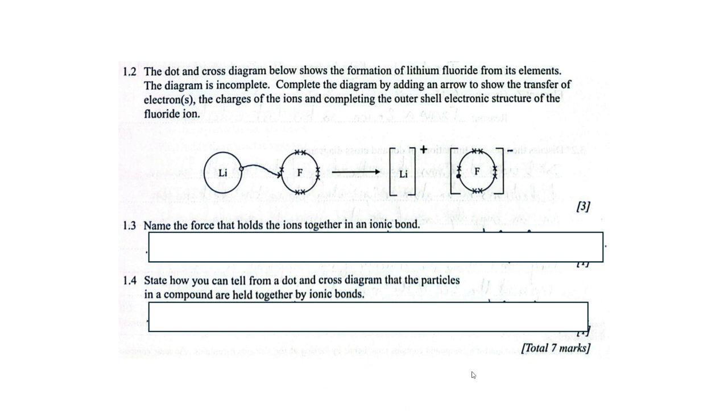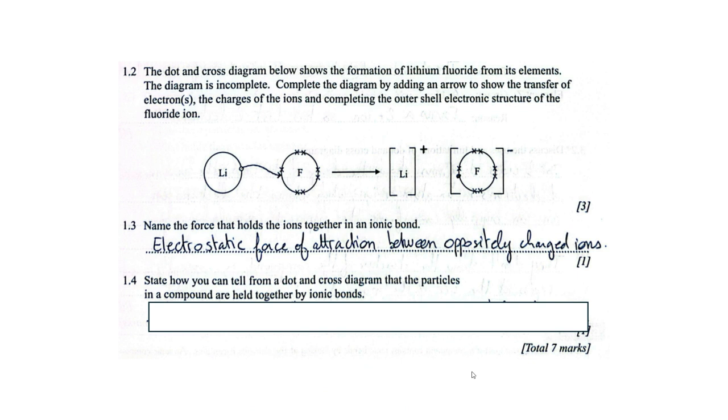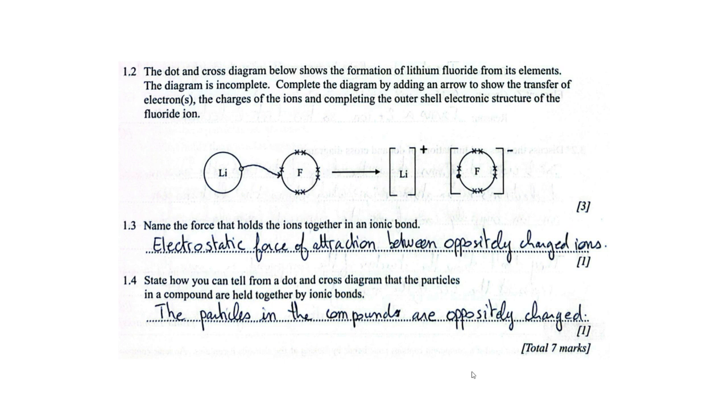Name the force that holds the ions together in an ionic bond. We have an electrostatic force of attraction between oppositely charged ions. Okay, plus and minus attract each other. State how you can tell from a dot and cross diagram that the particles in a compound are held together by ionic bonds. The particles in a compound are oppositely charged. Okay, so you really need to indicate those charges. In that case, Li is positive, fluoride is negative.